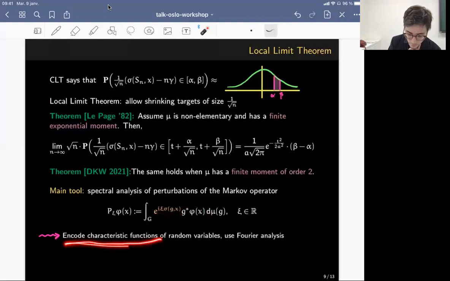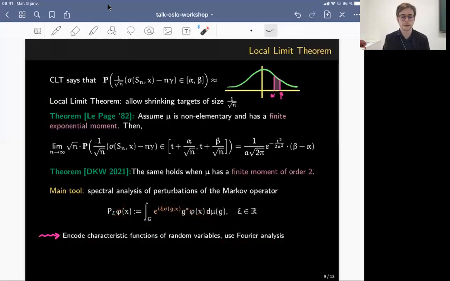This is, for instance, if you take phi equals to one, this is exactly the characteristic function of this random variable here. And this is a standard way of studying random variables, by looking at its characteristic functions or the Fourier transform, if you want. And this also allows us to use some Fourier analysis, which is quite useful here.